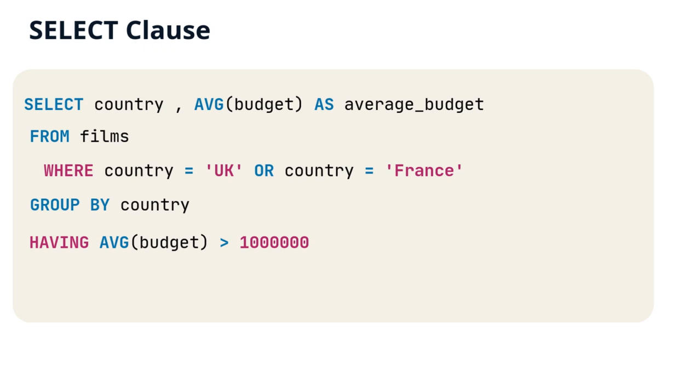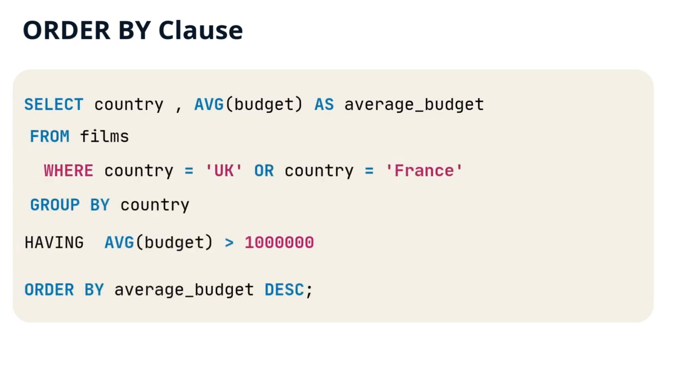Now we reach the SELECT clause. This step retrieves the country and the calculated average budget for each group that passed the previous filters. The AVG(budget) function computes the average budget, and we rename it as average_budget to make it more readable.